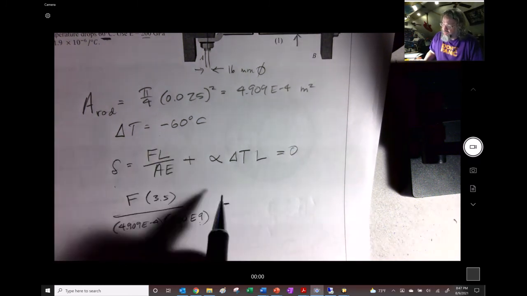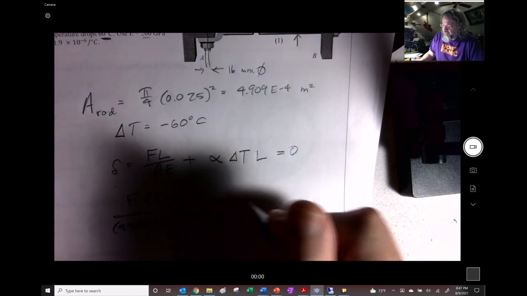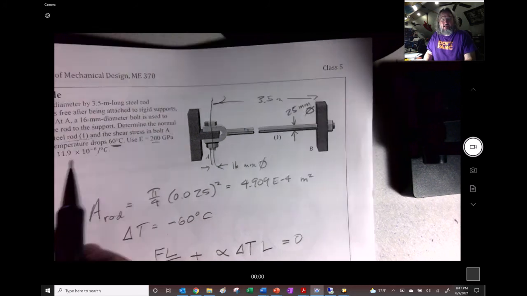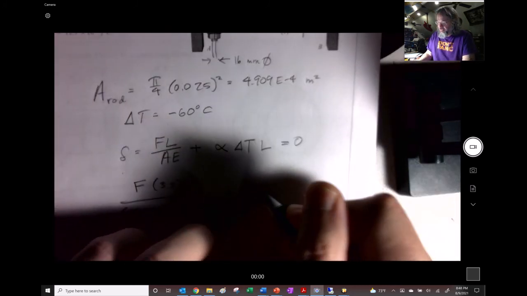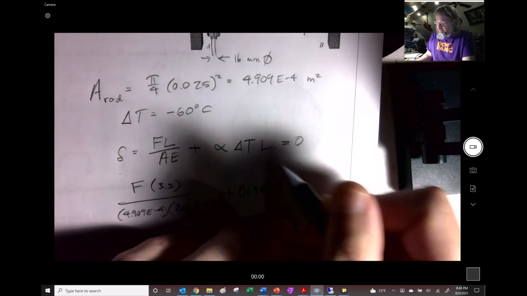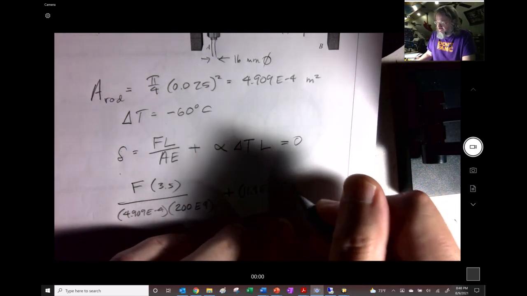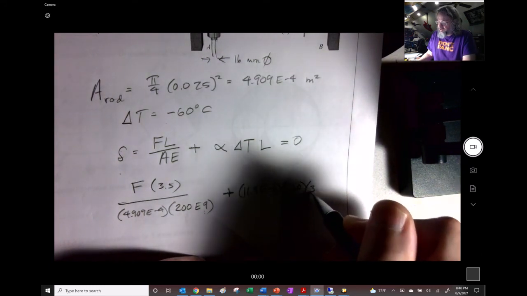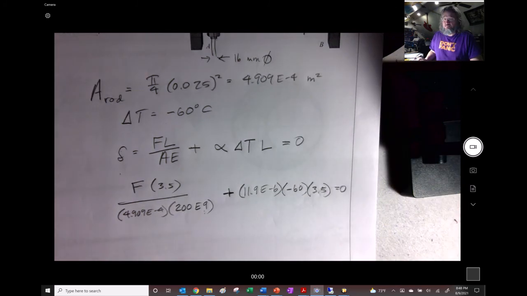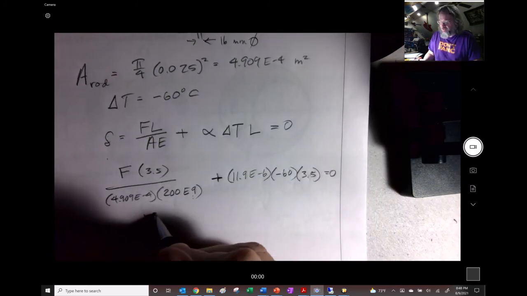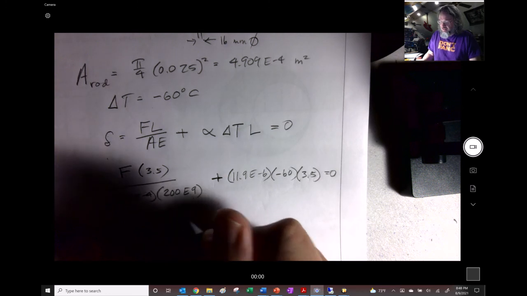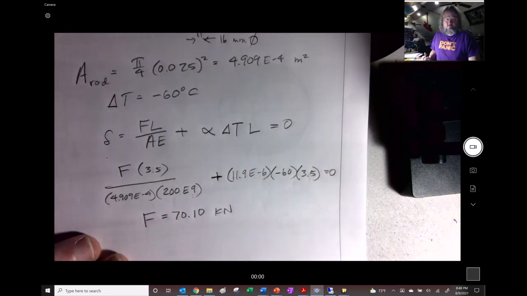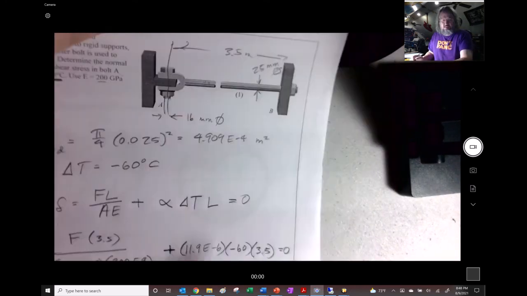And then this is really, well, I guess we'll say plus here. And the alpha, they told us that was going to be 11.9 e to the minus 6. And the delta T was negative 60. There's where the negative is going to come in. And the length of the thing is 3.5, and that equals 0, right? So you can see that's going to tell us what this force is going to be, and that's going to be 70.10 kilonewtons. So that's the force that's going to be in compression that's on this piece.